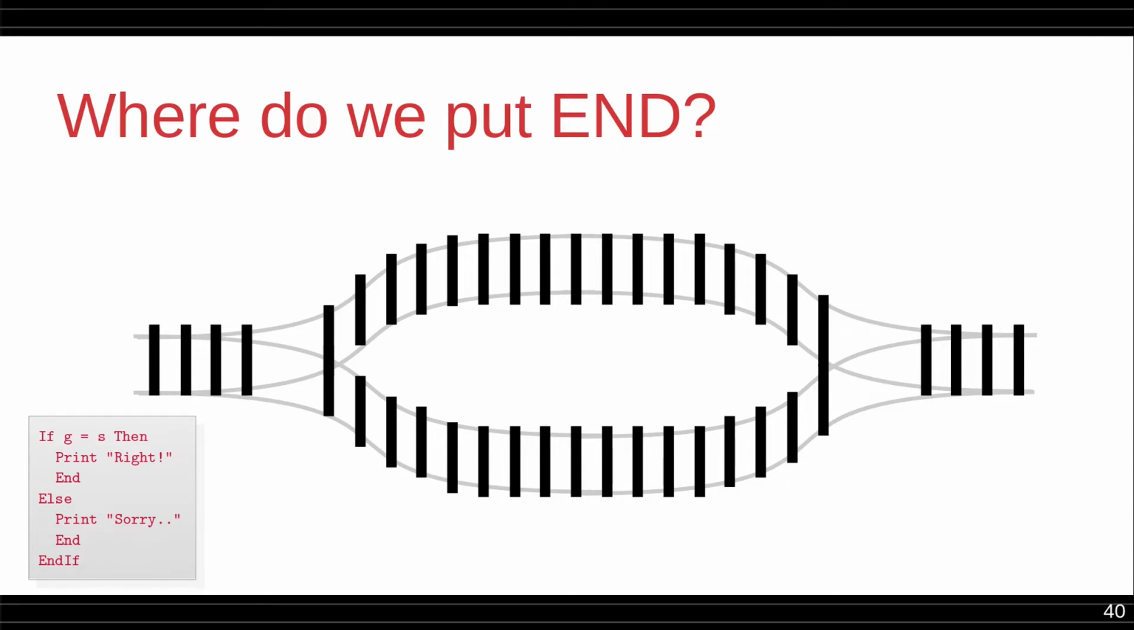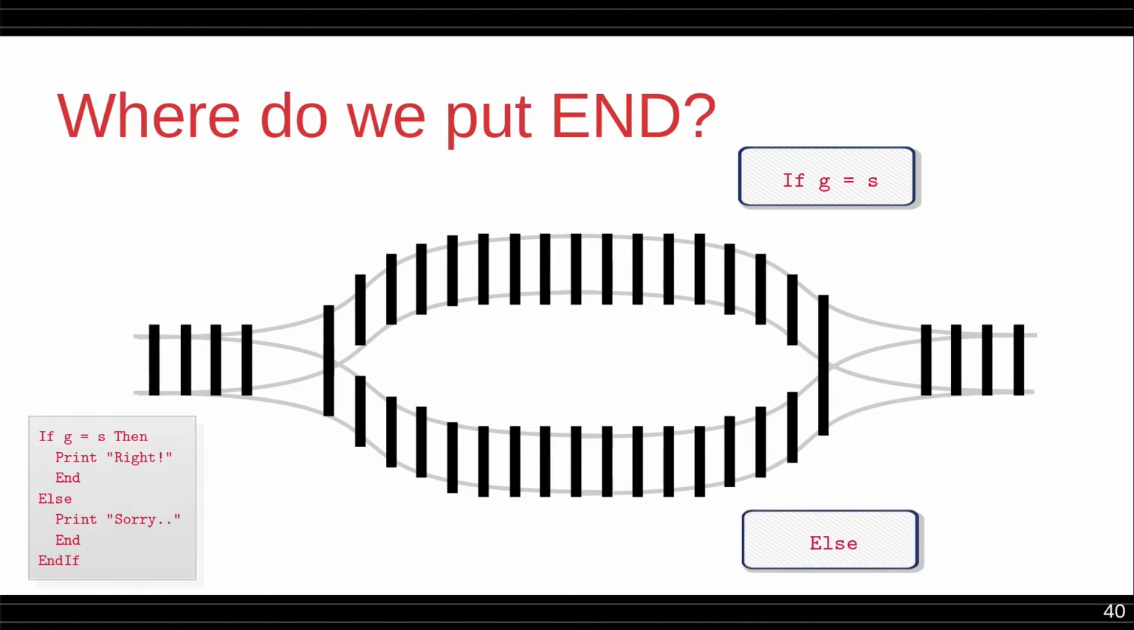Let's call the top track if G equals S and the bottom track else. You see where I'm going? Now let's bring in the actual statements that are executed at each track. There's one statement that is executed on both tracks, the end statement, which terminates the program. That's the station we actually build twice. And we've seen that's not the most optimal solution.